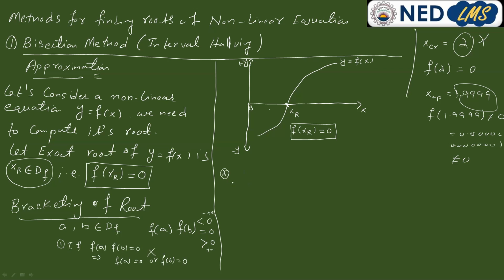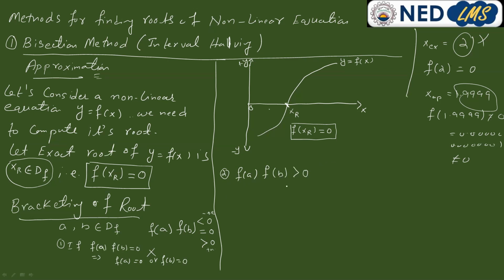Okay, students. In the last lecture, 5C, we discussed one part where we say that if this is equal to 0, then either A or B is 0. That is, one of the values is the root, so we do not need to bother much. But what if f of A into f of B is greater than 0?